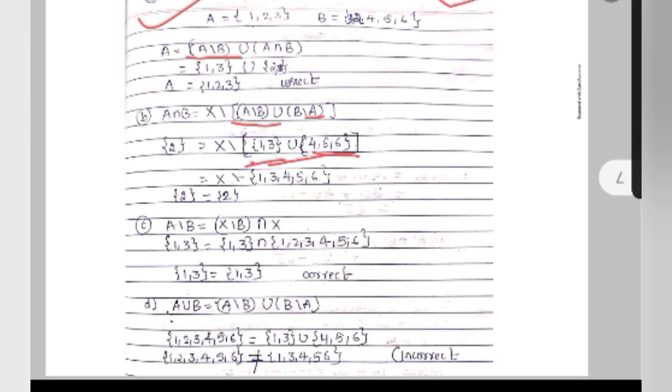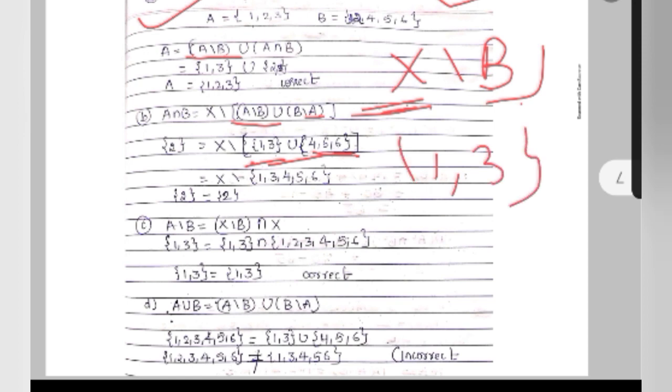So what is your X minus B? X minus B means I have to collect the element of X, but that element should not be present in your B. So here 1 and 3, because 2 is also present, 4 is also present, 5 is also present, 6 is also. I have to collect the element which are not in B. So it will be 1 comma 3. And next we have to do the intersection with X.